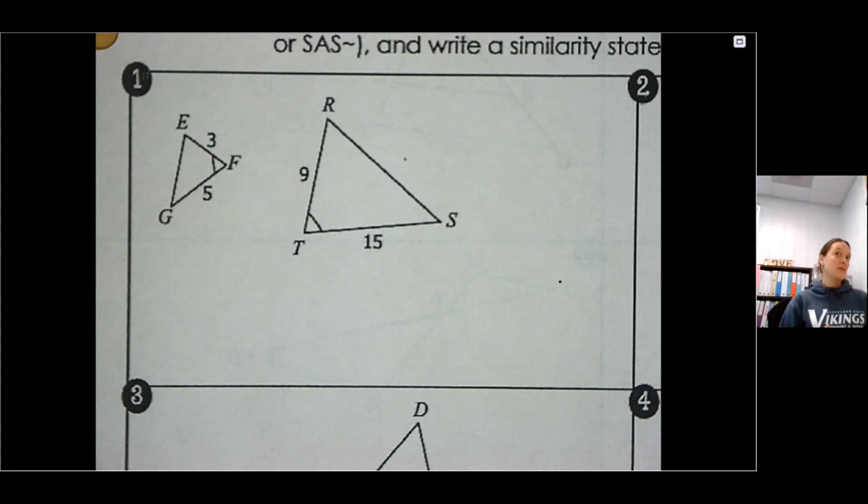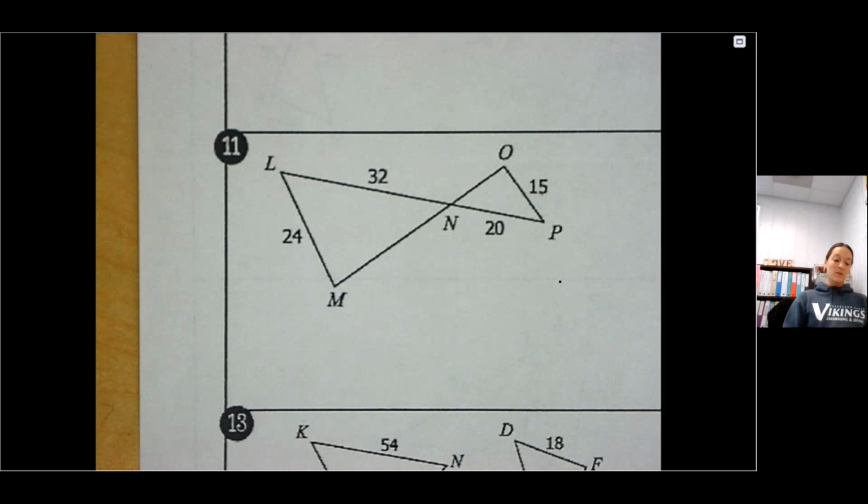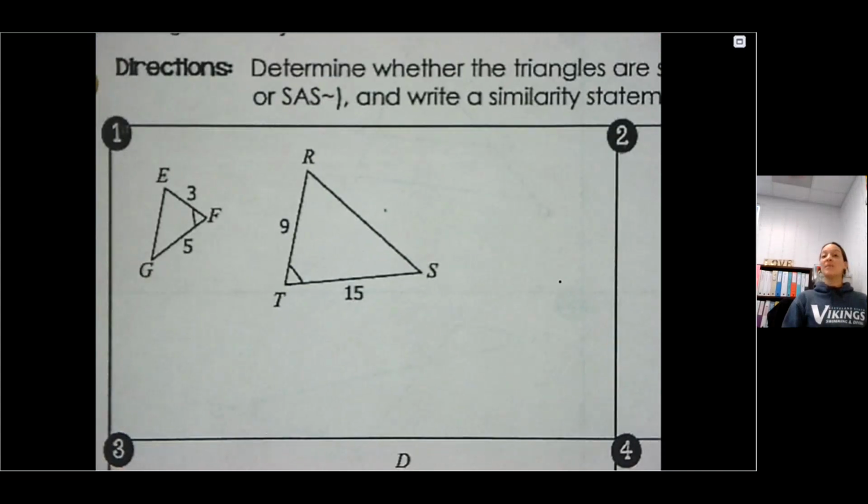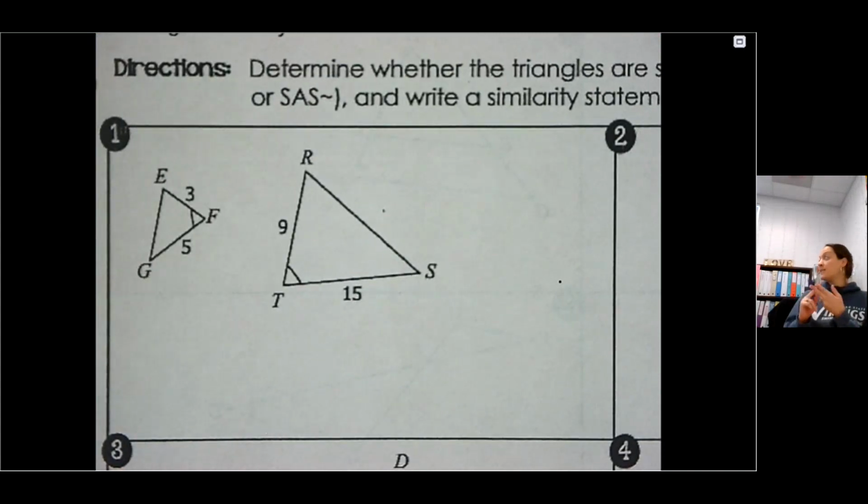Two sides. Right, correct. There might be just one on the front, but on the back, there's some more as well. There could be more, or there could only be 1 or 2 of each. So for each one, you're just determining which theorem it is: side, side, side, side, angle, side, or angle, angle. And then if they are similar, you write a sentence. If they're not similar, you just put not similar.